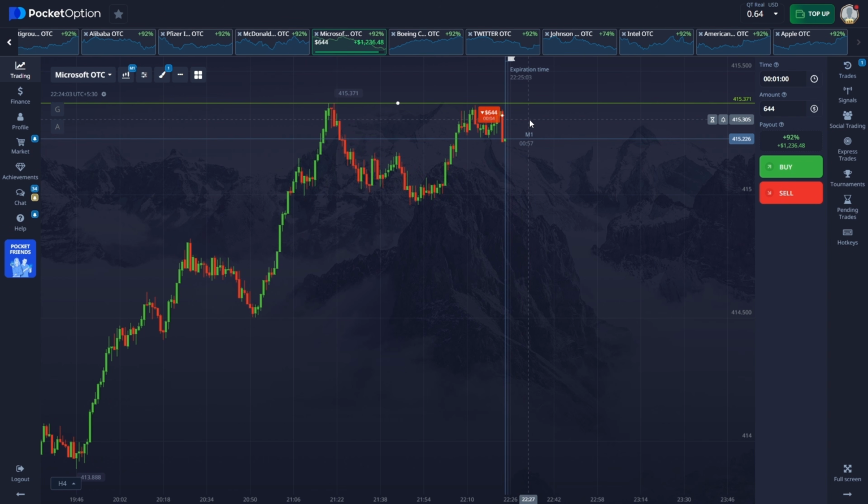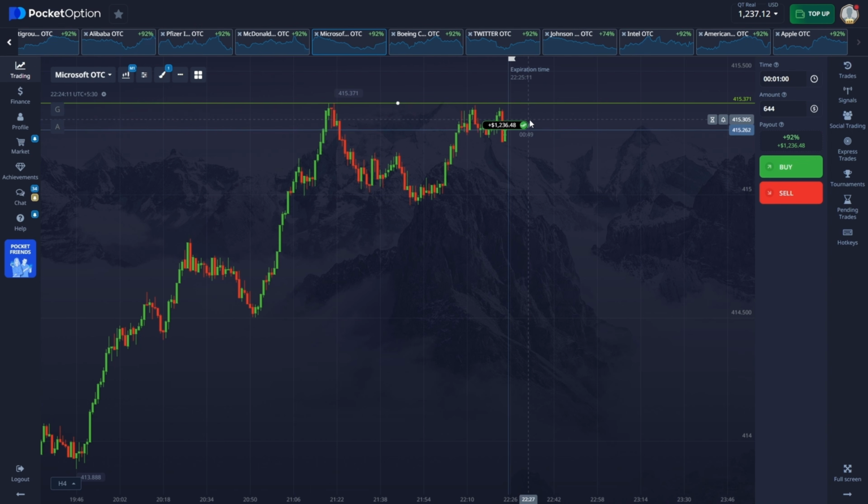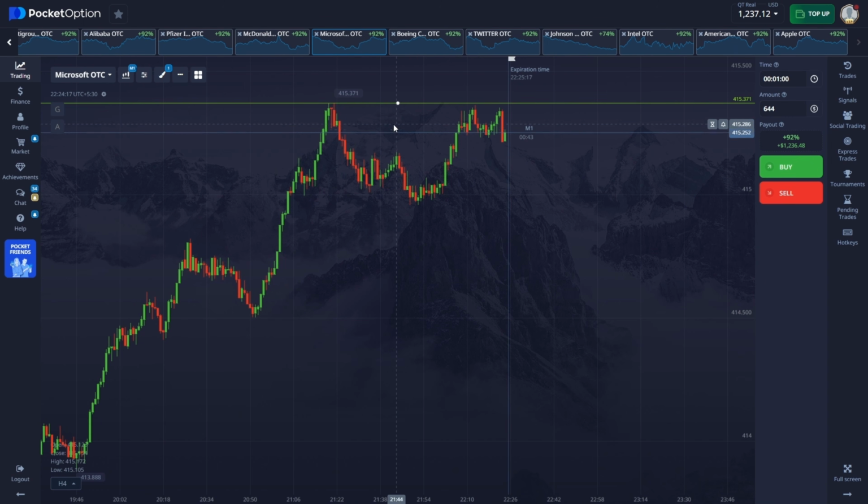With only a few seconds left, as I said, this candle should form a good red candle, and it did. I won another trade, so now my balance has turned into $1,237. Let's see if we can get a good trade and try to compound with $1,237.